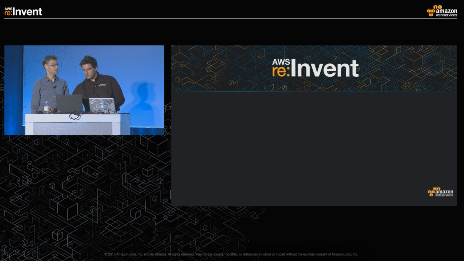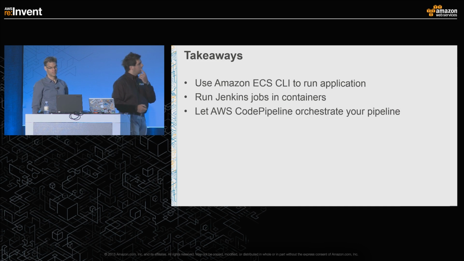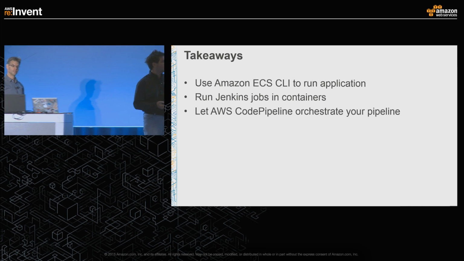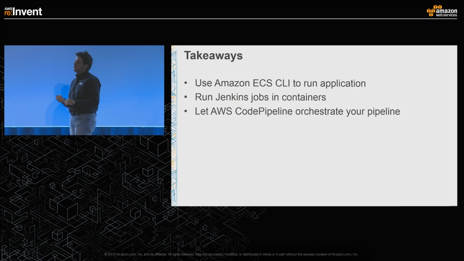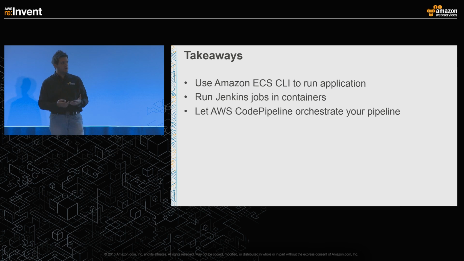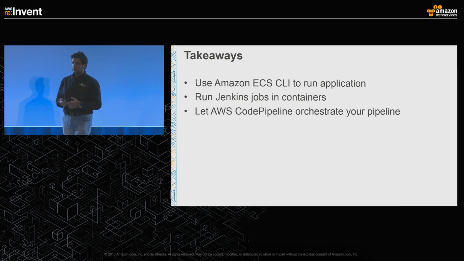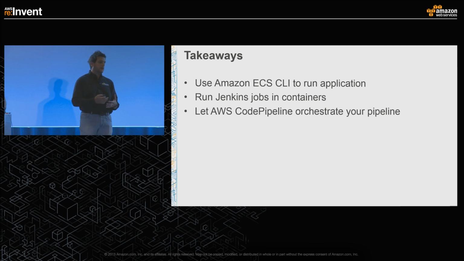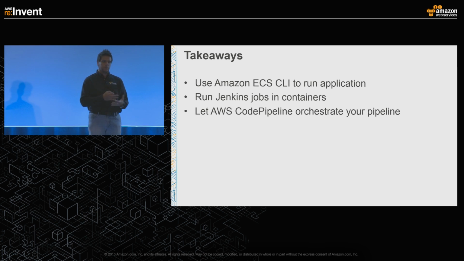So just a few things before we end up. Few things that we'd like to take away from this session. Use the ECS CLI to run your application both locally and on an Amazon ECS cluster, especially if you're already using Docker Compose. That would be a very smooth transition for you. Make use of the ECS plugin to scale your build environment, running them again on ECS in containers. And finally, let CodePipeline do some of the work for you. Let CodePipeline orchestrate that process of moving your code from one stage to the other.